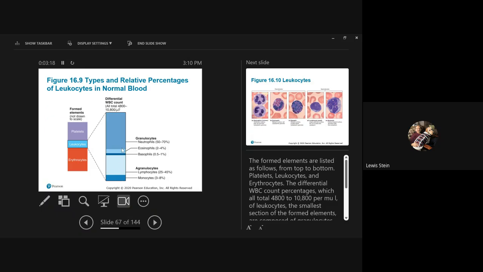So the granulocytes are ones that have visible staining granules, and if they're acidic, they stain red. If they're basic, they stain blue. If they're neutral, hence the name neutrophils, they stain a neutral kind of color. Okay, it's almost like a lilac.